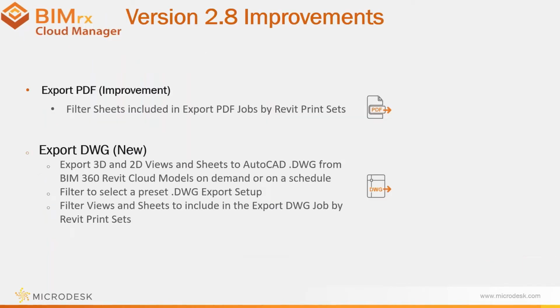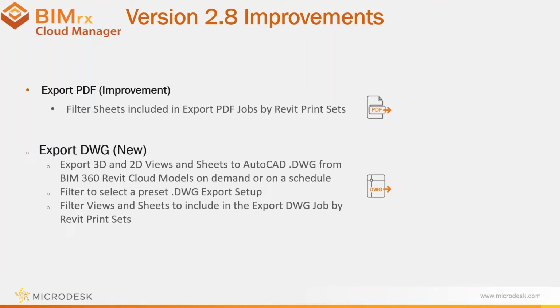Now let's talk about the improvements in BIMrx Cloud Manager 2.8. We made a highly requested improvement to our export PDF feature. Now you can use a filter to control which sheets are printed from each model across multiple projects, all in the same export job. Based on your print set naming, we're giving you the control to print just the PDFs you want from each model.